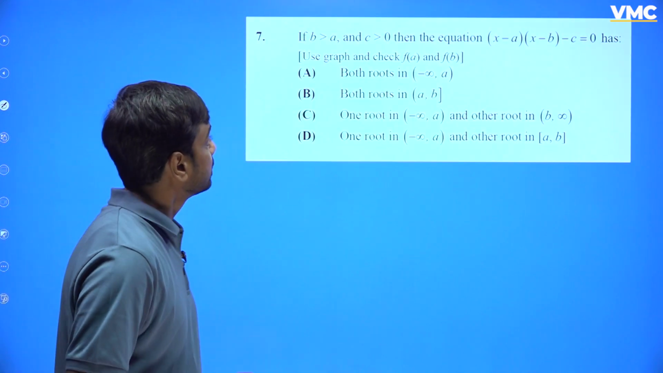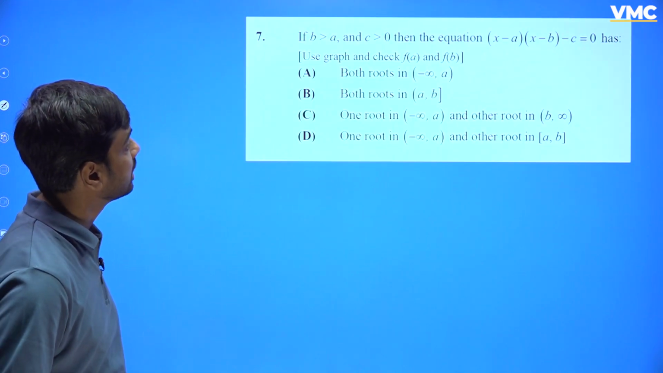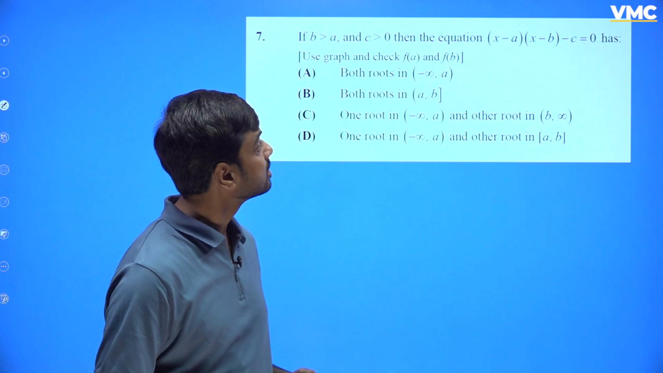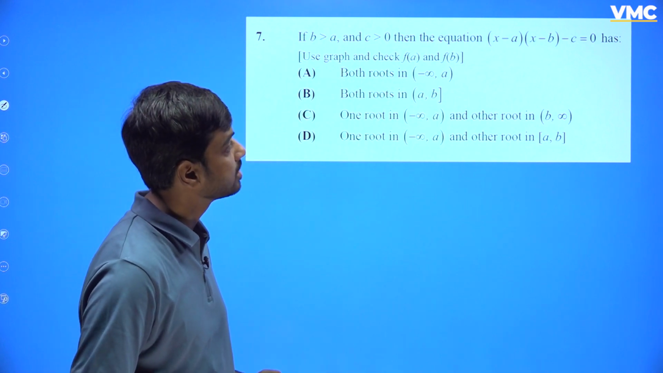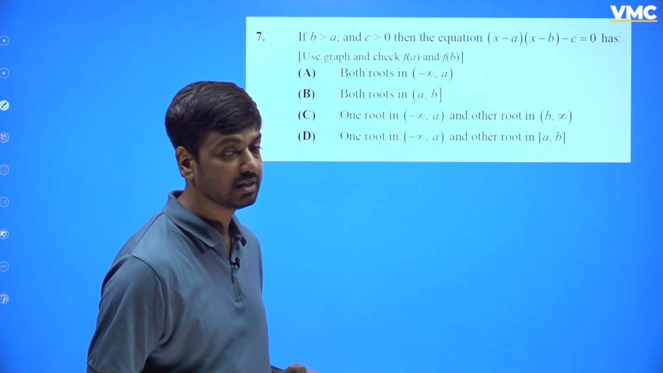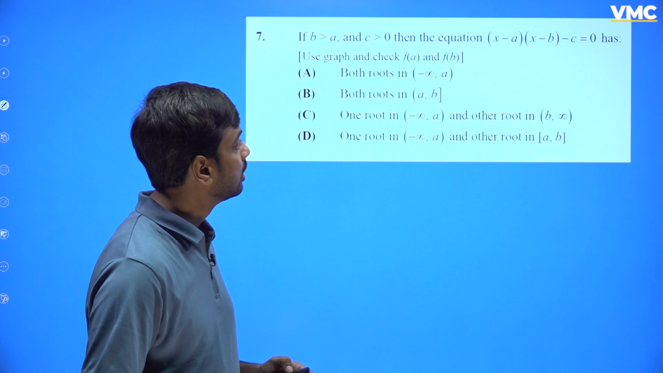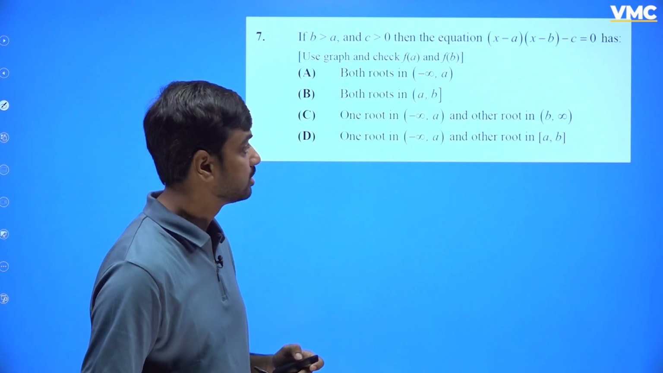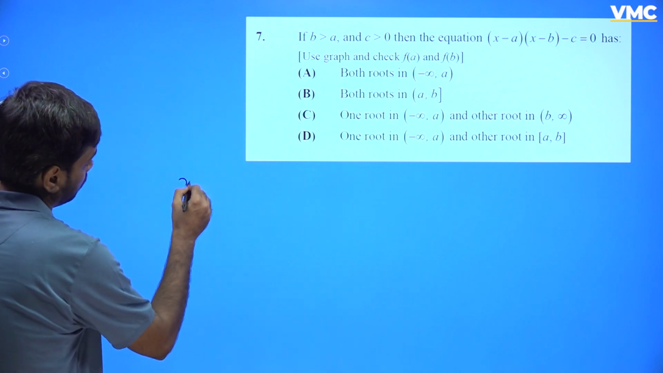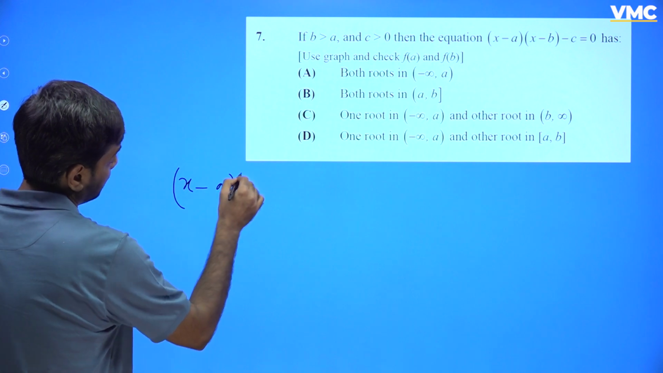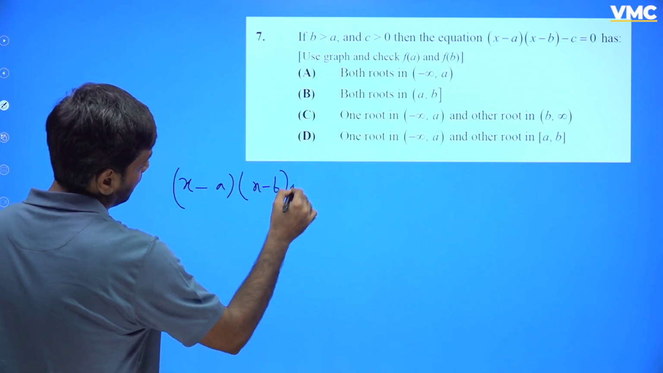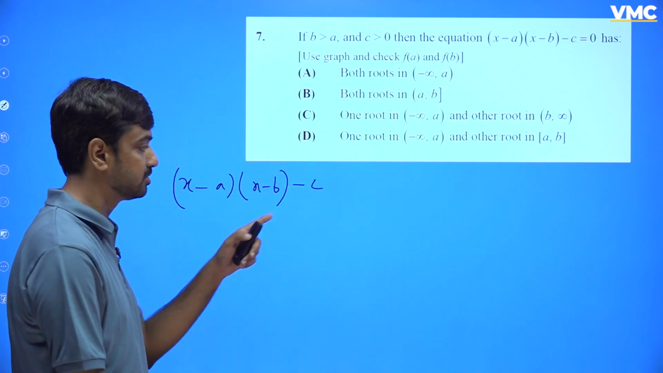Move to question number 7. If b is greater than a and c is greater than 0, then the equation (x minus a) into (x minus b) minus c is equal to... To answer such a question, first write down the quadratic we have: (x minus a) into (x minus b) minus c.